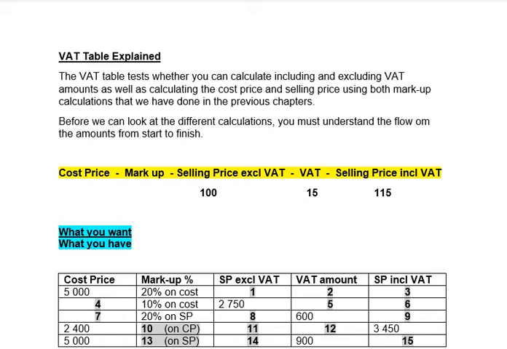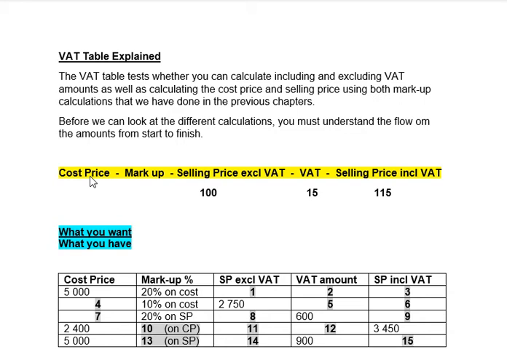Now to do this, we first need to understand the flow of the amounts from start to finish. So how do we get ultimately to the price that the customer is going to pay inclusive of VAT in the shop, when they go to Spar or to wherever it might be? It starts off with the cost price. So the supplier of the goods will pay for the goods to have the goods, or to make the goods if it's a manufacturer. So that's the cost price of the goods.